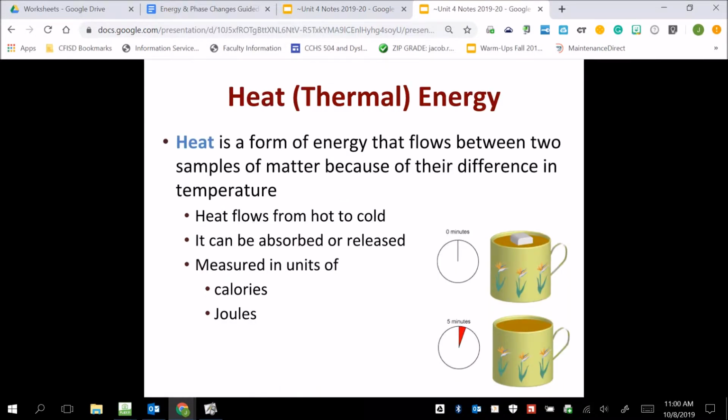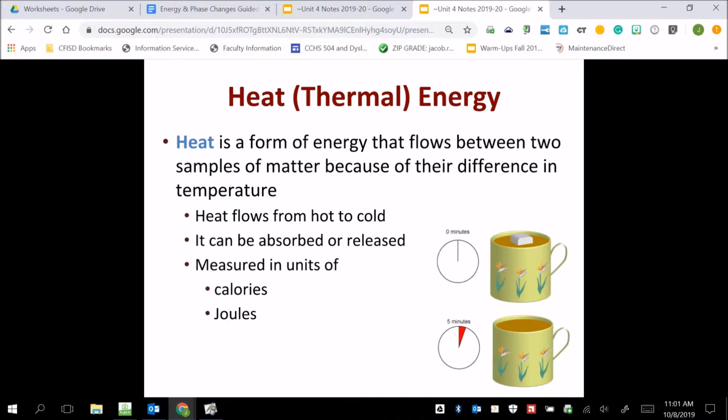Okay, so when we talk about heat, we're talking about thermal energy. And heat is a form of energy that flows between two samples of matter because of the differences in temperature. Heat always goes from hot to cold. That's kind of that thing when your parents always told you, shut the door, you're letting all the cold air out. Well, that's not true. You're actually letting all the hot air in. So be sure to correct your parents the next time they say that. But remember, it is always hot to cold. Hot to cold. Throughout this unit and throughout this year, you need to always hold that in, that it goes from hot to cold. Okay?